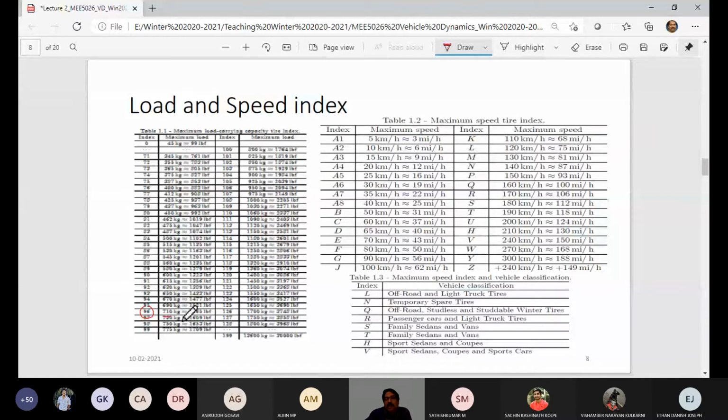And you see that H, that alphabet. So that is for the maximum speed rating tire index. So that tire can have a maximum speed of 210 kilometers per hour. So if your tire is going beyond this speed, there would be something called permanent deformation in your tire, called standing deformation and so on.